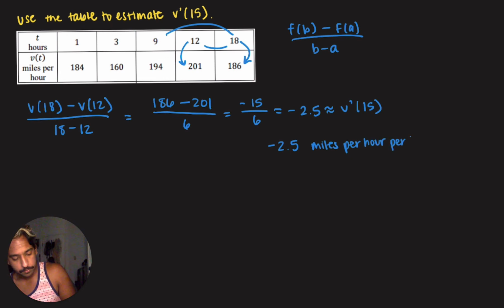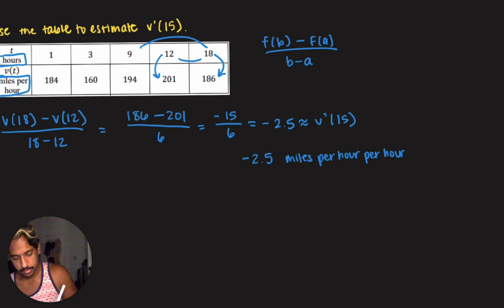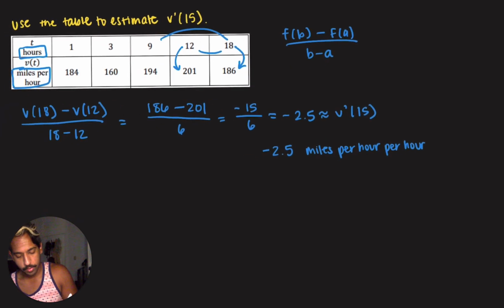per hour. Because this function was already representing a rate of change. This represented miles per hour. And then we put it over hours. And so in this case, we write miles per hour per hour. In general, it's going to be whatever number we find, and then the units of f of x, or whatever our function is, per the units of x, whatever our inputs are.